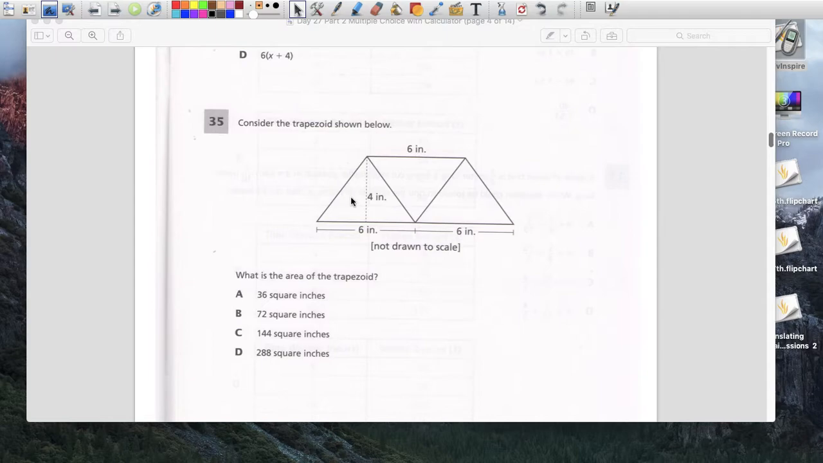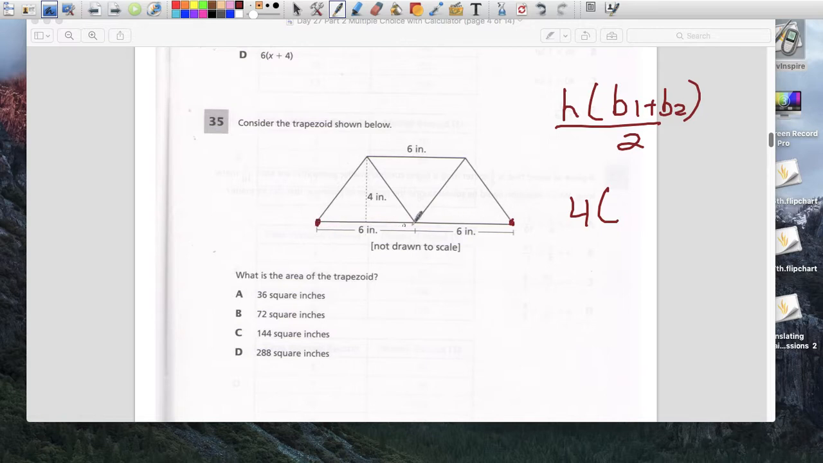35, consider the trapezoid below. What is the area of the trapezoid? Now, nice here that they gave you 3 triangles that are inside this trapezoid. You can use base times height divided by 2 three times, or you can do B1 plus B2 divided by 2. So I would do this because it's probably less work. My height is 4. Base 1 is from here all the way to here, and that's made up of the base of this first triangle plus the base of the second triangle.